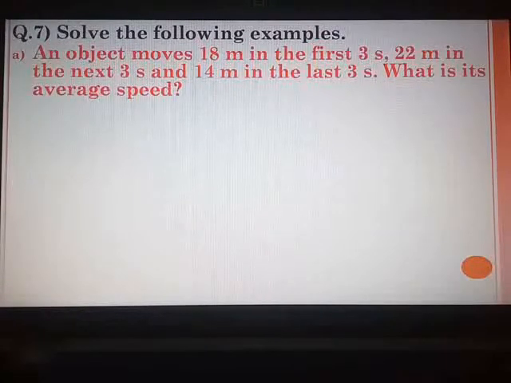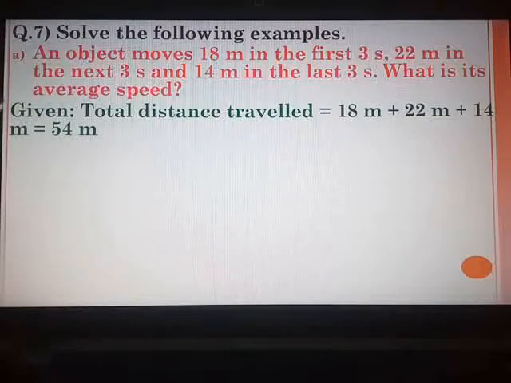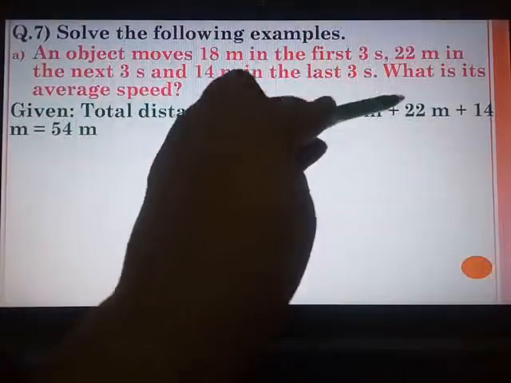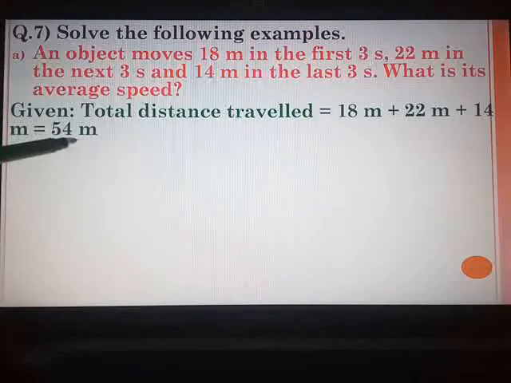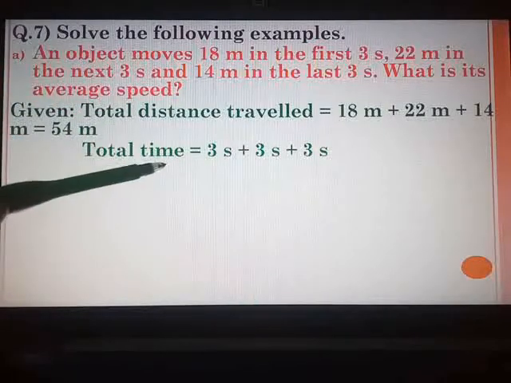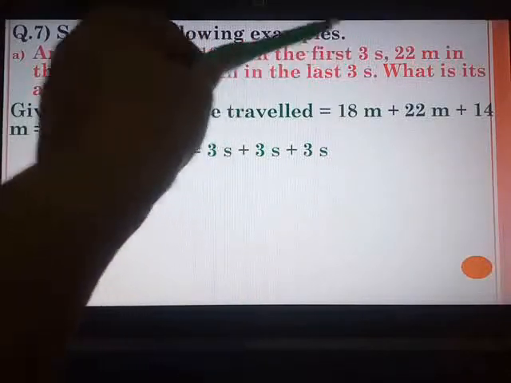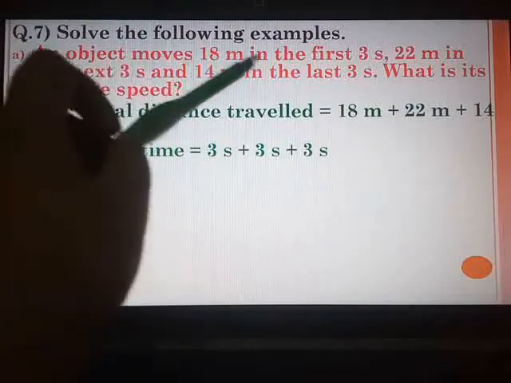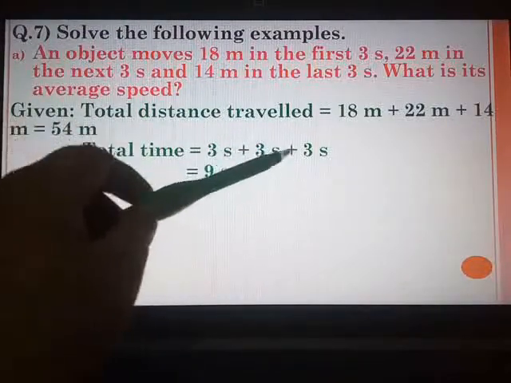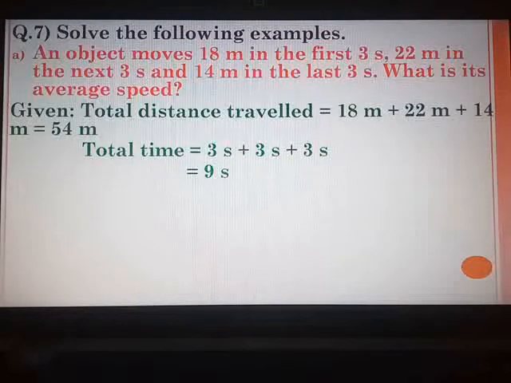3 distances are given, so we will first write down what is the total distance. 18 meter plus 22 meter plus 14 meter, that comes out to 54 meter. Now let us calculate the total time. So the total time is, in the first case 3 seconds, second case 3 seconds, third case 3 seconds. So 3 seconds plus 3 seconds plus 3 comes out to 9 seconds.